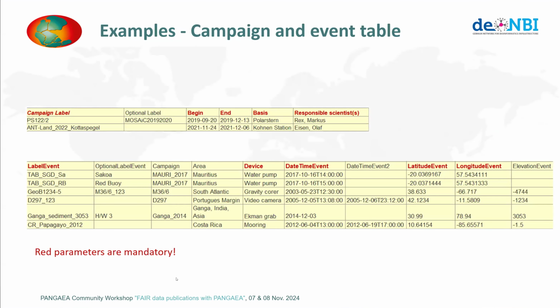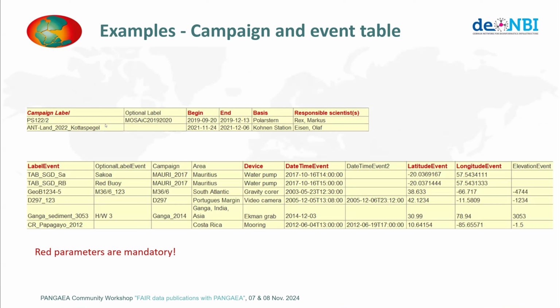So here you can see how a campaign event table should, for example, look like. You can see for the campaign, mandatory is the campaign label, the begin and the end date of the campaign, the basis, which would be the research vessel for a sea expedition at the sea and a research station for a land campaign, and the responsible scientist.